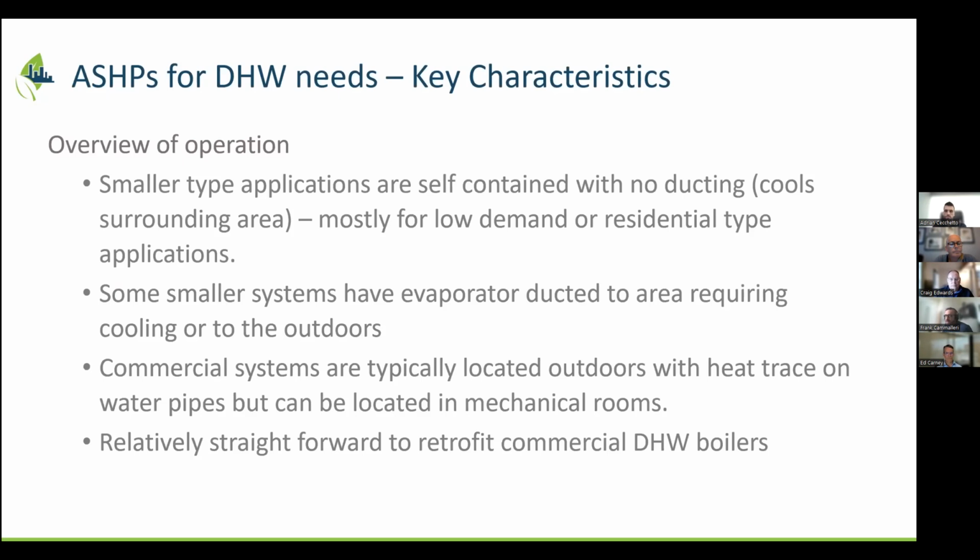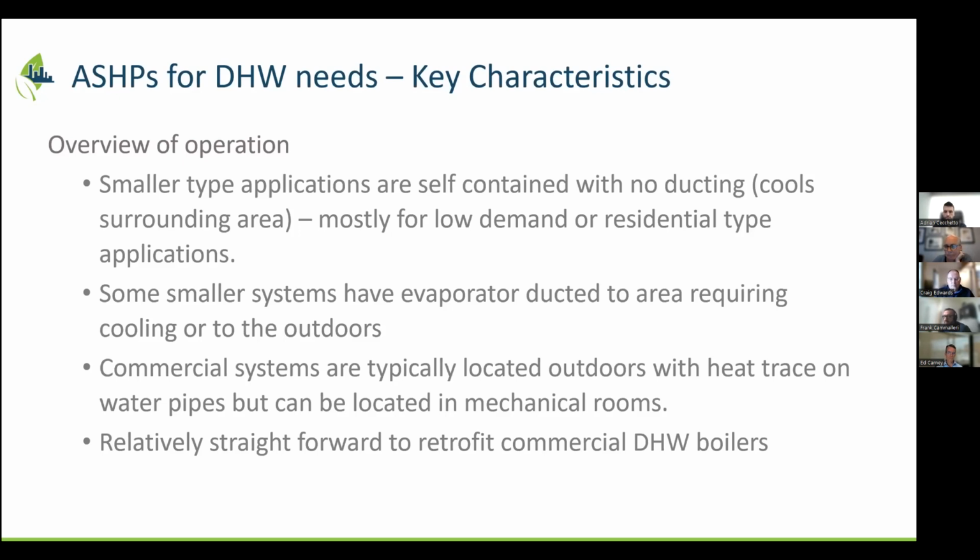There's smaller type applications that are generally self-contained, with no ducting, basically just cooling the surrounding area. Again, this is mostly for lower demand or residential type applications. So again, some of the smaller municipalities, this could be very much applicable for. Again, some of the smaller systems can also have evaporator ducted to the area requiring cooling, or to the outdoors, depending on the specific needs.